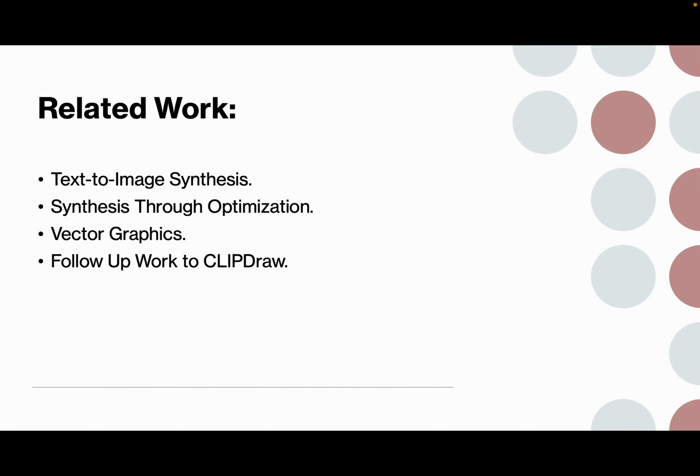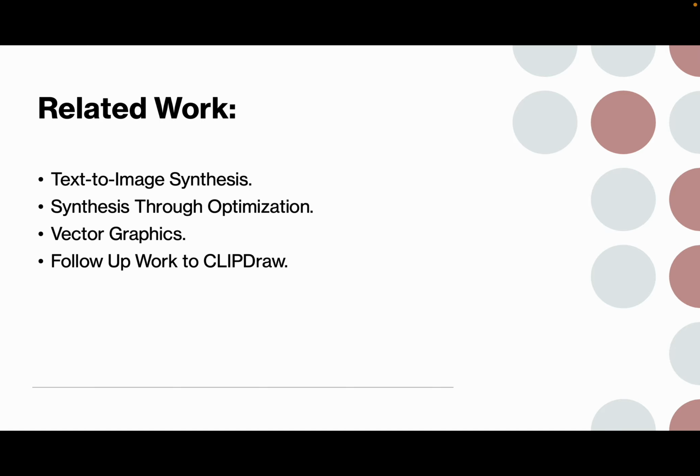For the work related to this paper, there are four things: text to image synthesis, synthesis through optimization, vector graphics, and also the follow-up work to CLIPDraw. The first is text to image synthesis. This work draws from the synthesis which aims to generate images that correctly match a given textual description. GAN-based methods have enabled progress towards photorealistic image synthesis.